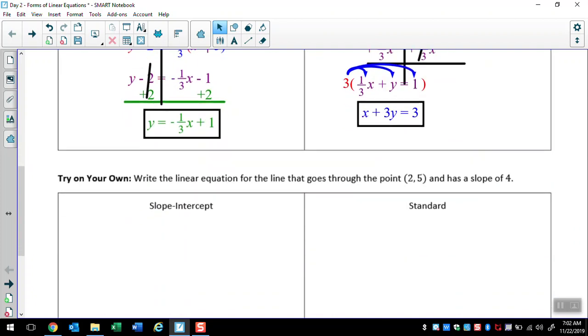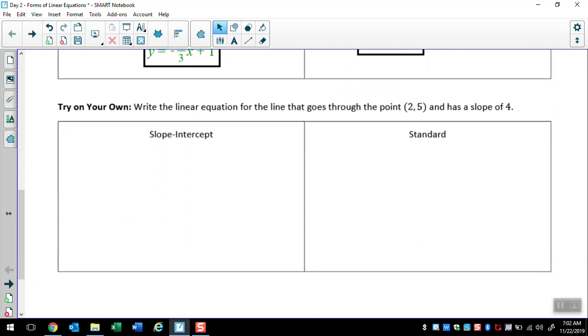All right, now I want you to come down here and do the same. Start with the point slope, convert it to slope-intercept, then convert your slope-intercept to standard. Go ahead and pause the video now. Okay, let's go to the next page.